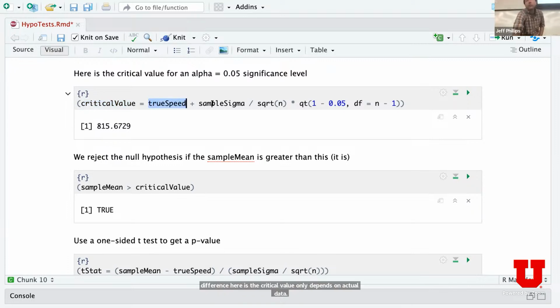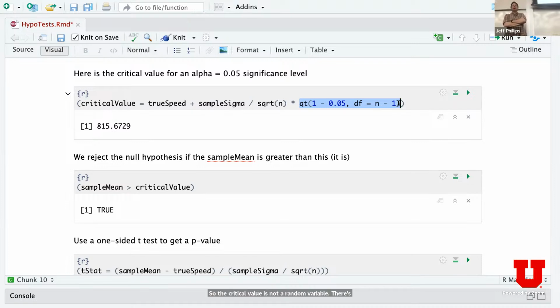True speed we're given as the null hypothesis. Sample sigma is from the realization of the data. Square root n is from the number of data points, and this is looking this up in a table depending on alpha. So the critical value is not a random variable. There's nothing random about this. These are based on observations.